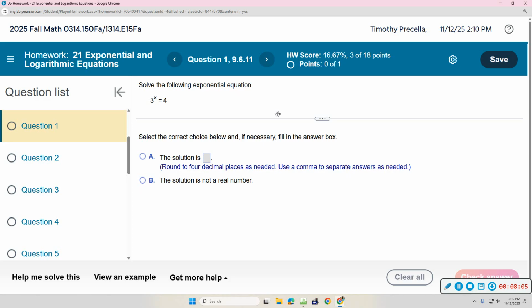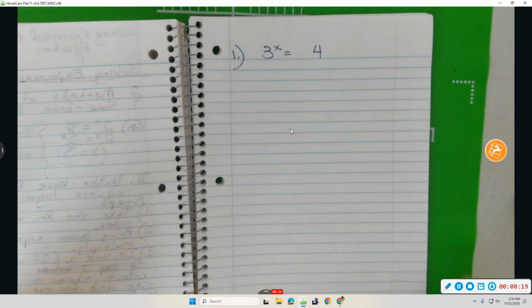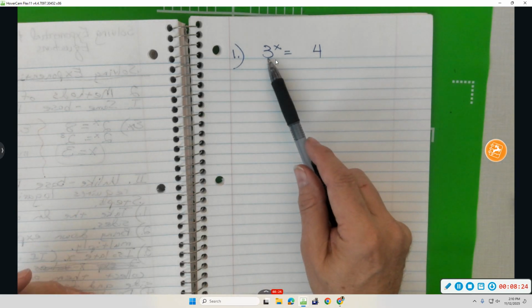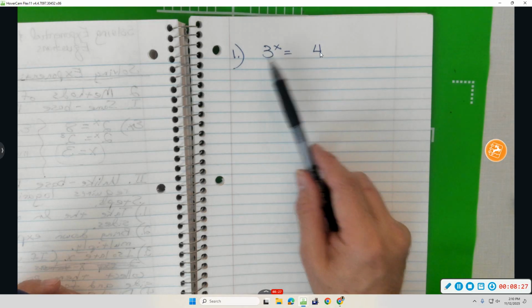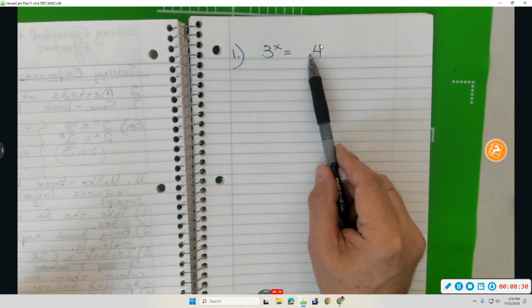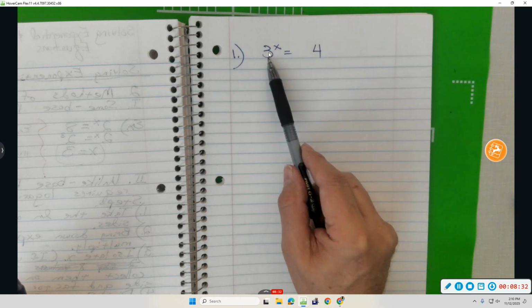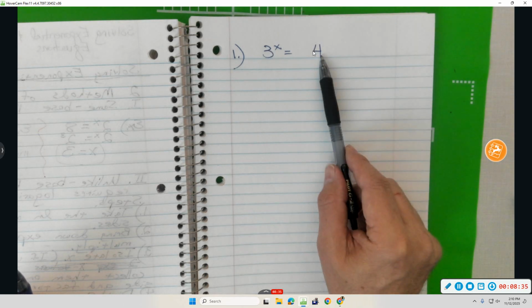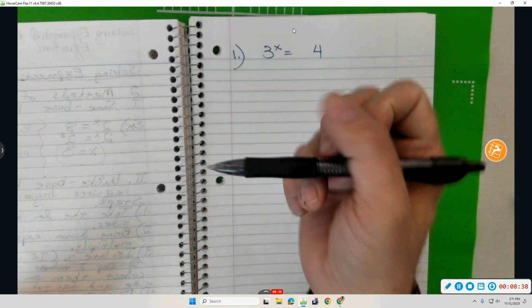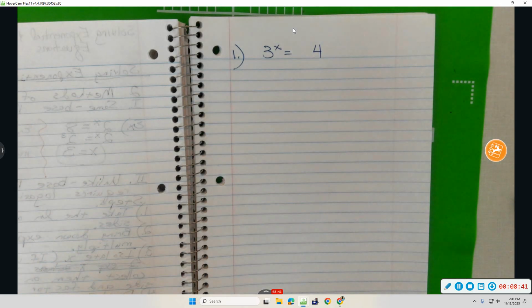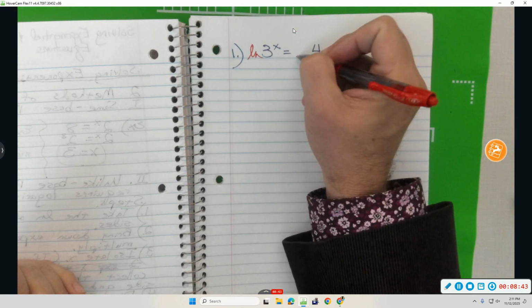Okay. Number 1. They say 3 to the x is equal to 4. I've spread it out because once we decide, hey, 3 is a prime number, 4 is what, 2 squared? There's no way you're going to write 4 as a power of 3. You're not going to write 3 as a power of 4. So we introduce ln. We take the natural log of both sides, here and here.